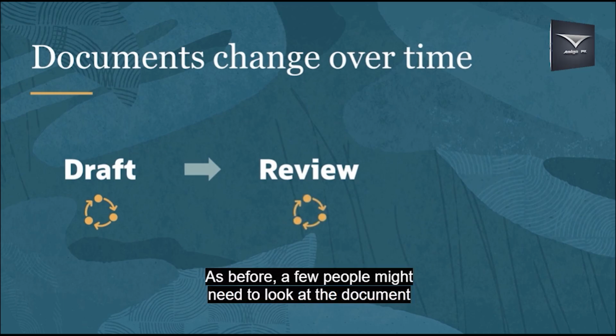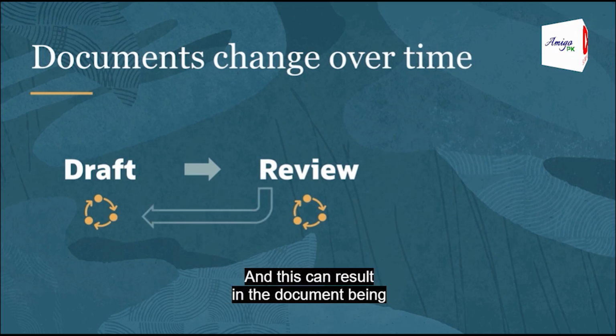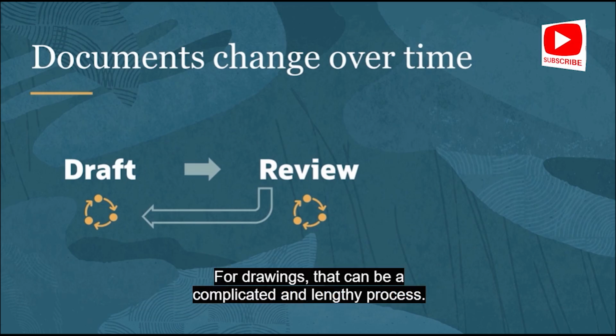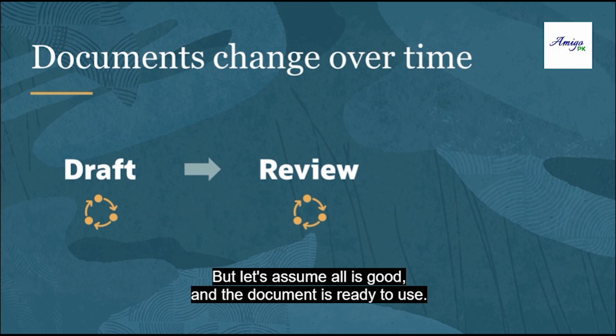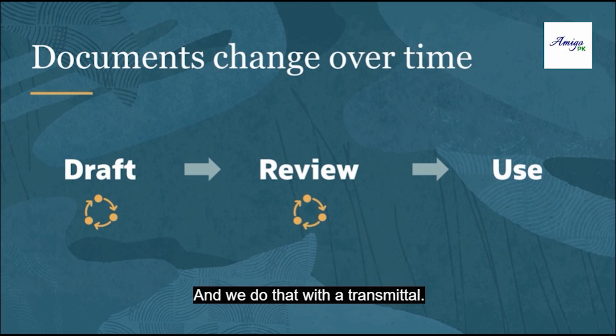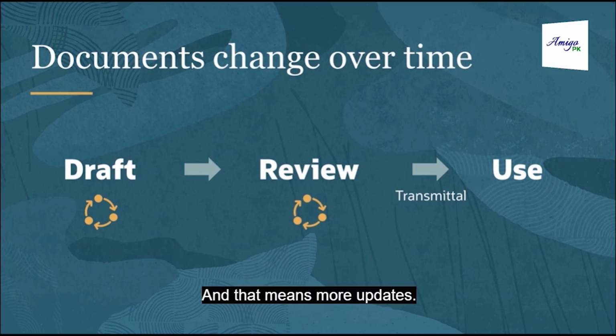As before, a few people might need to look at the document and check that it's ready. They might look for errors, typos, that sort of thing. And this can result in the document being returned to the creator for amendments. For drawings, that can be a complicated and lengthy process. But let's assume all is good and the document is ready to use. At that point, we can issue it to the relevant people on the project, and we do that with a transmittal. Once issued, it may need further amendments, and that means more updates.